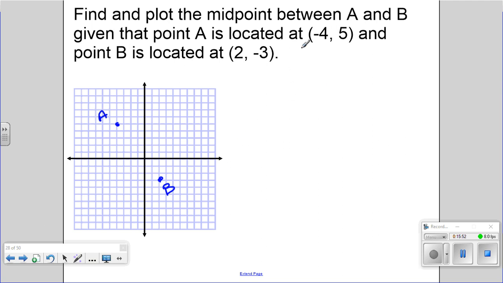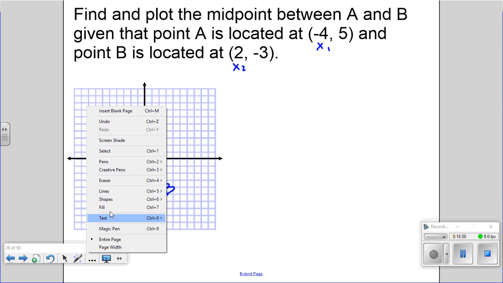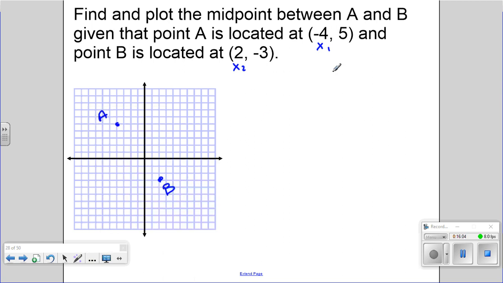The next thing I would do right away is label x versus y. So this is x1, this is x2, and then this is y1, this is y2. Write out your midpoint formula. So it looks like this. So we're finding the midpoint of AB.